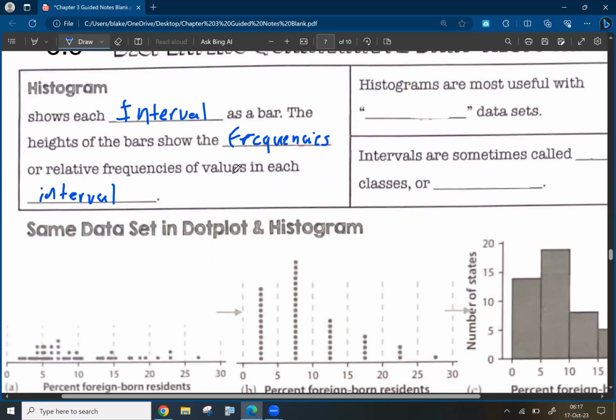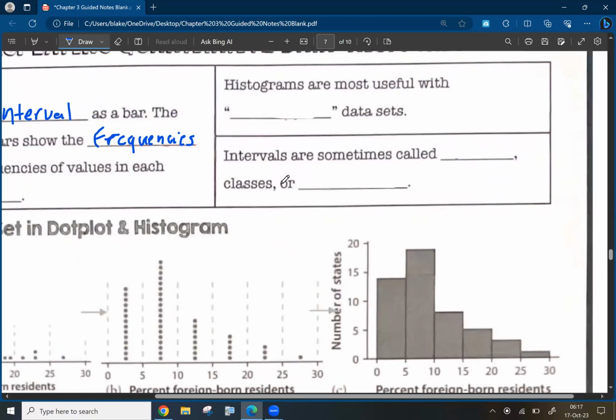We'll talk more about that once we start seeing a histogram. Histograms are most useful with large data sets. Intervals are sometimes called bins, classes, or buckets. So just a couple different names for them that you might run into every once in a while.